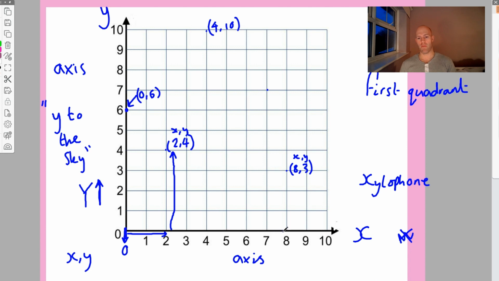And the inverse of that, I suppose, would be this one. So we actually go all the way along the corridor to 8, but we don't go up the stairs. So we don't go up the Y-axis at all. So it's 8 on the X, nothing on the Y. The coordinates are 8, 0. So that's the first quadrant. Remember, X like a xylophone, Y to the sky, or the letter Y looks a little bit like a vertical line, so use that.